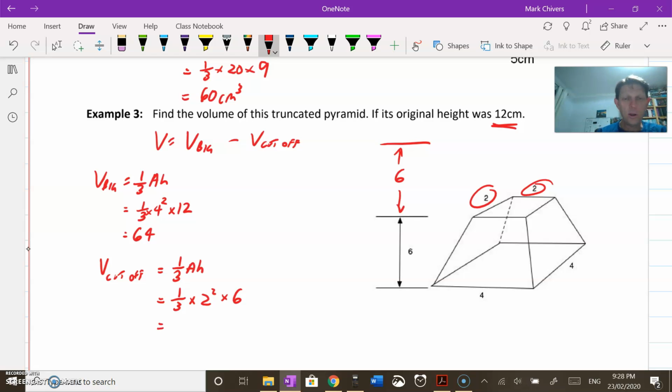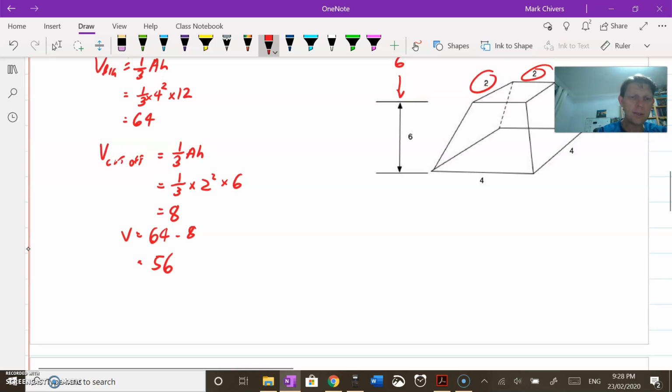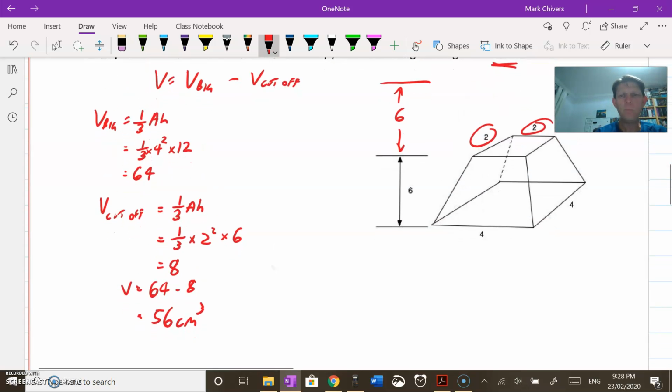So a third of 6, well, that's just 2. 2 squared is 4. 4 times 2 is 8, but you can use your calculator. So the volume, therefore, must equal 64 minus 8, which is going to be 56. Better put our units in. What does it say? Centimetres, so we're in centimetres cubed. Okay, so it's kind of a composite solid there.